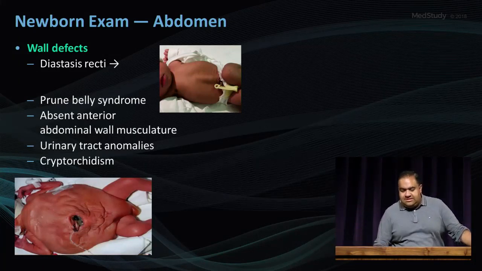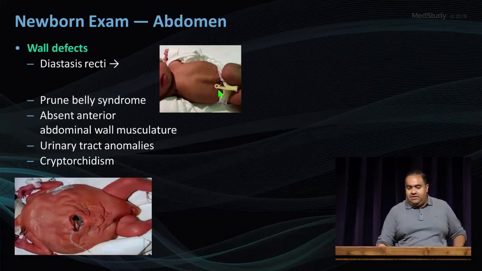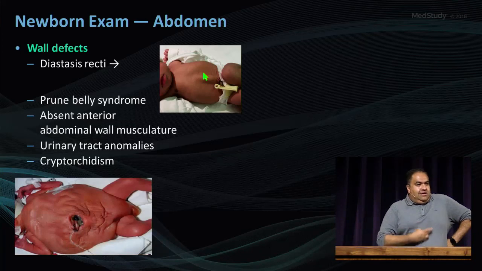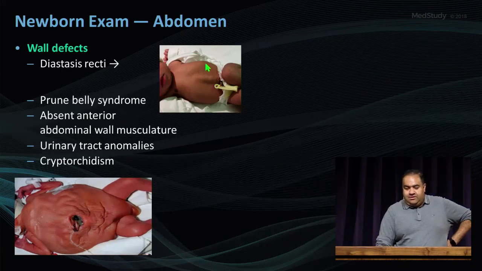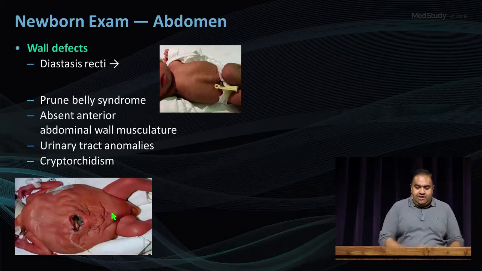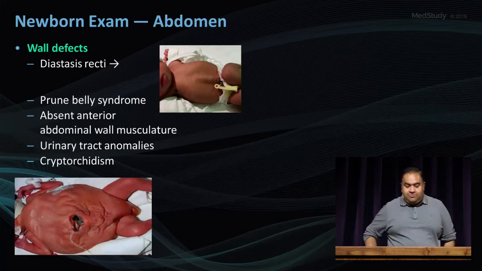Diastasis recti: in this kid, you can see here, it's just kind of incomplete closure of the abdominal wall. You can see this bulge that's usually central midline. If you see this on the infant, these are very normal, and that's just diastasis recti. It's just a weakening of the abdominal wall musculature. Prune belly syndrome, as you see down in this kid here, is the absence of the anterior abdominal wall musculature. Usually these kids will have urinary tract anomalies and cryptorchidism.